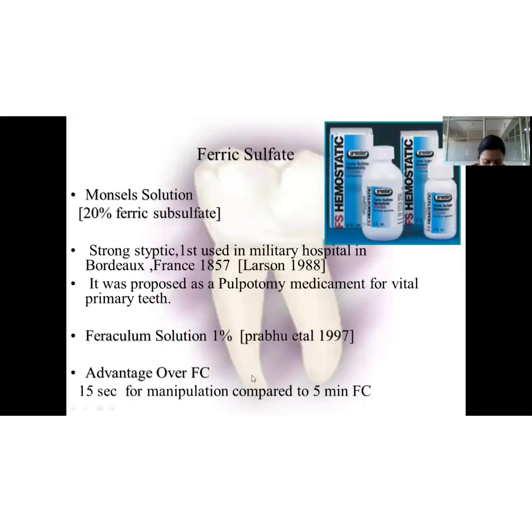Now ferric sulfate. It is also called Monsel's solution, 20% ferric subsulfate. First used in a military hospital in Bordeaux in France, it was proposed as a pulpotomy medicament for vital pulpotomy. Solution is 15.5%. The advantage over formocresol is 15 seconds for manipulation compared to 5 minutes for formocresol.